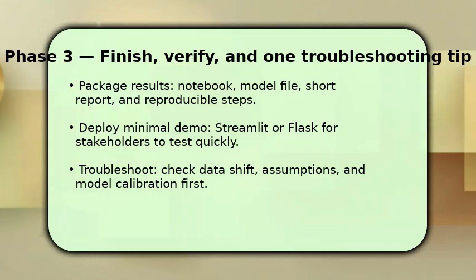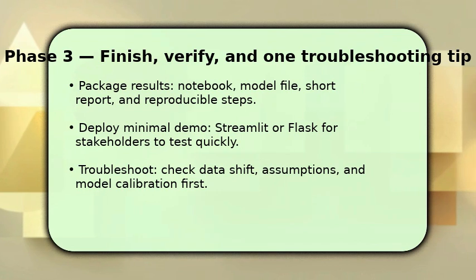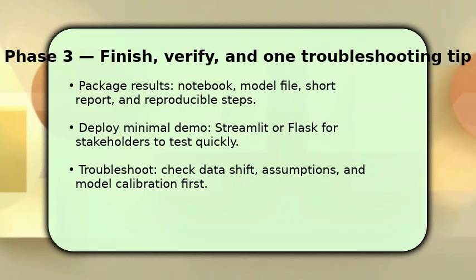If something fails, first check for data shift and violated assumptions, then review calibration and input pipelines. Make sure to log errors and create a simple rollback plan. This reduces risk and gives you concrete steps to fix problems fast.